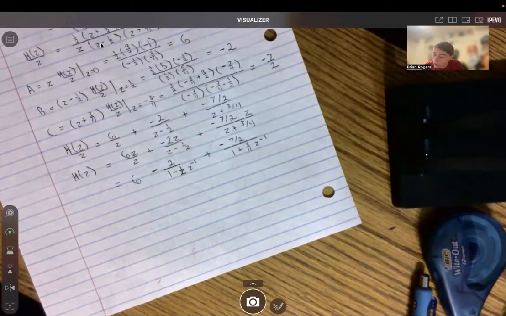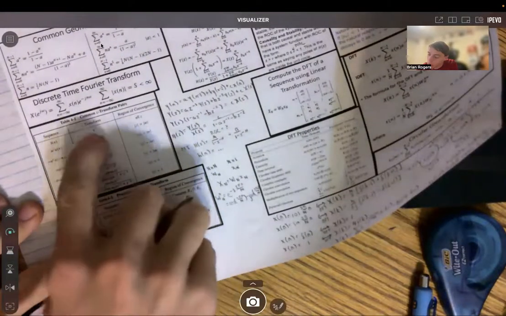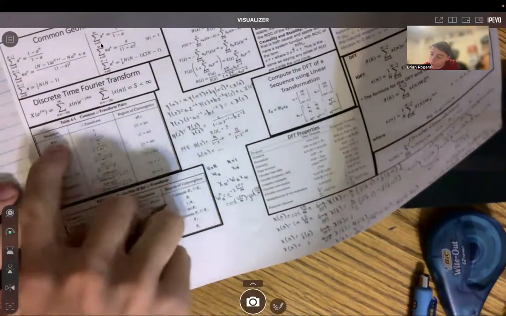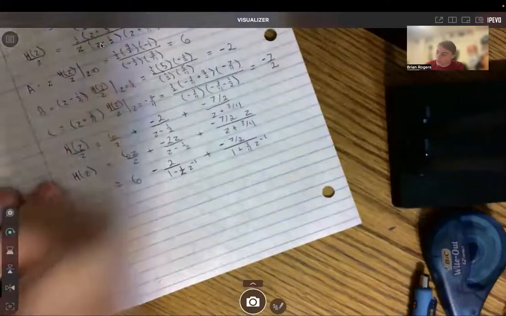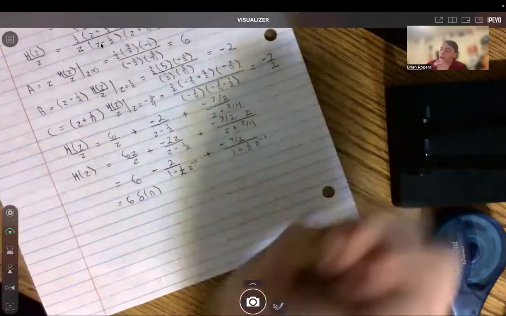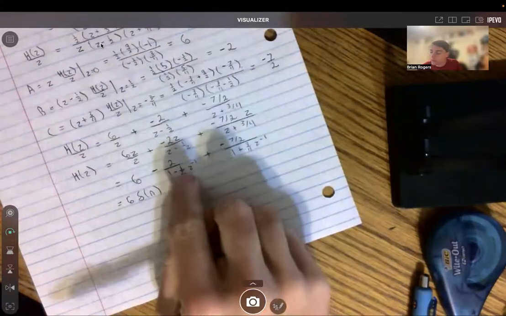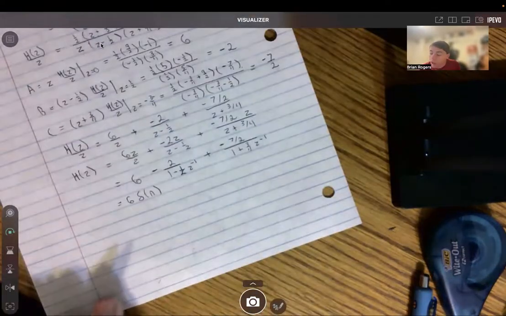And then we're going to use the z transform table now. So remember, your z transform table is going to be given here. And so we have 6. Doing that backwards, you're going to get 6 delta n. So it's going to be 6 delta n. And then here you're going to have -2 over 1 minus 1/2 z to the -1.